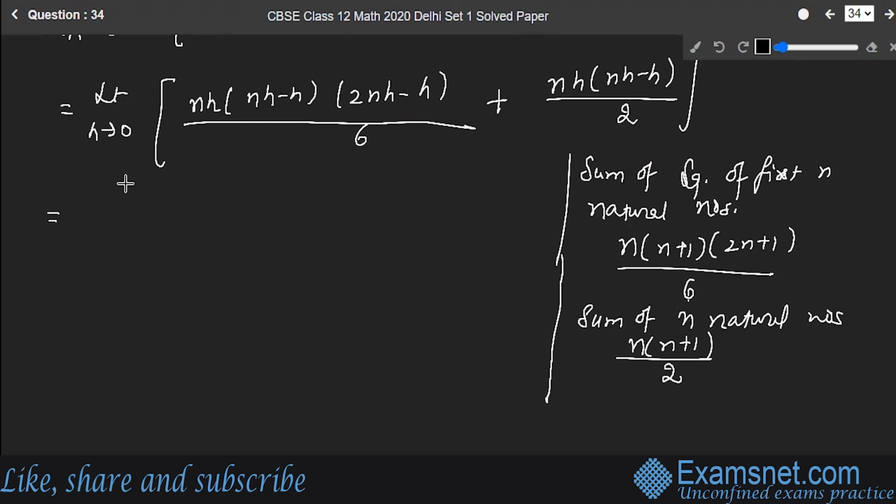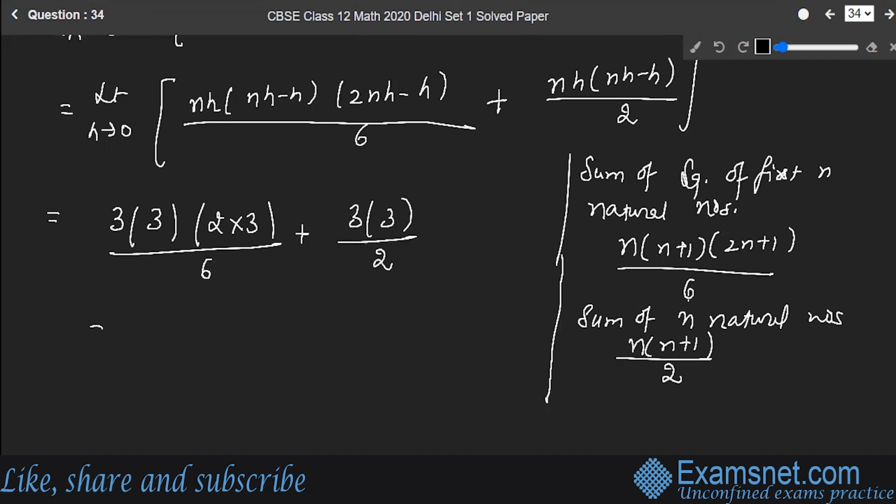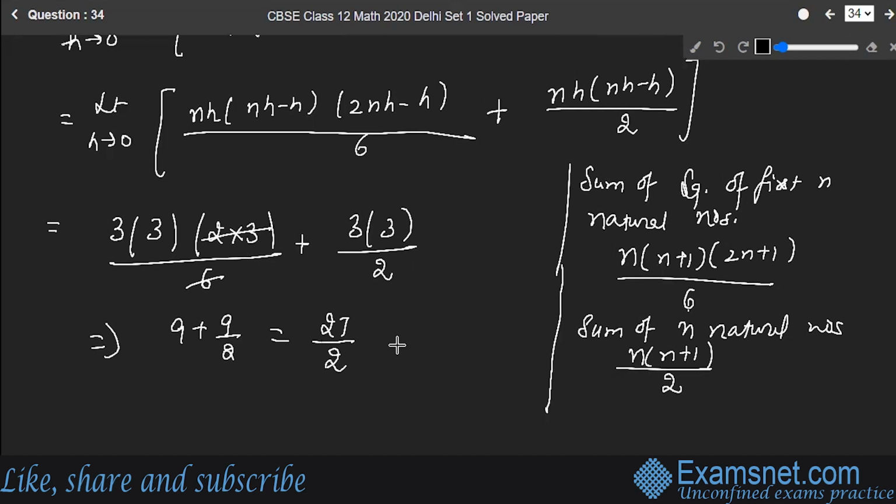Now this will be equal to, I'm going to fill in the values. nh was equal to 3. So 3 into 3 into 2 into 3 whole divided by 6 plus 3 into 3 upon 2. That's 9 plus 9 by 2, which is equal to 27 by 2. So this is the answer to the question.